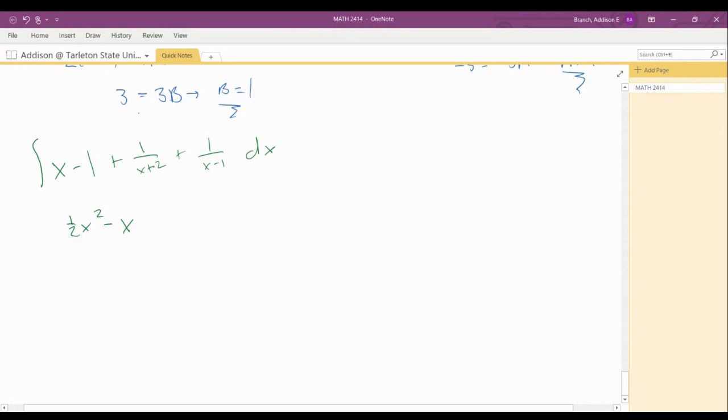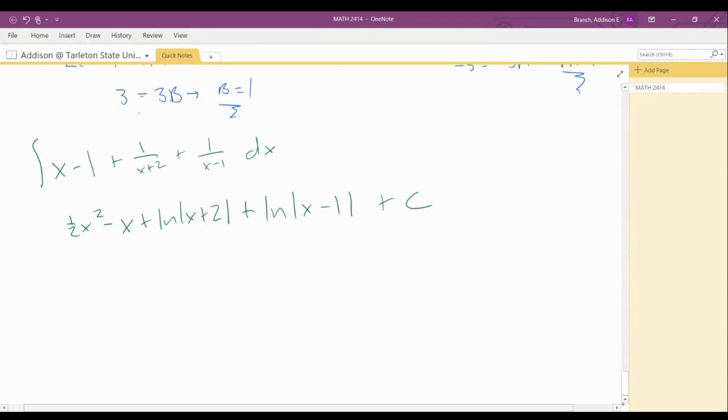Right here we have 1 over x plus 2. For that, I would once again mentally use u-substitution, where u is x plus 2, which gets you du over u, so plus natural log of x plus 2. And then once again, same thing, we get natural log of x minus 1 plus c.